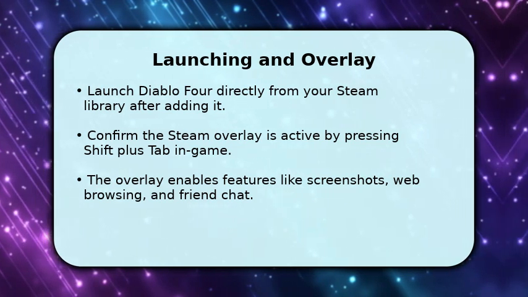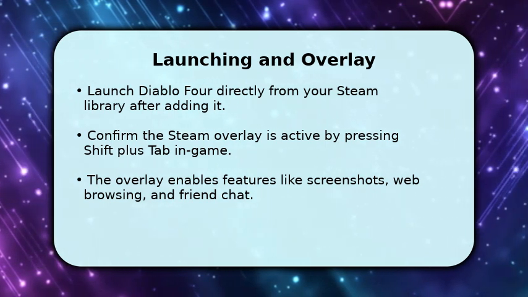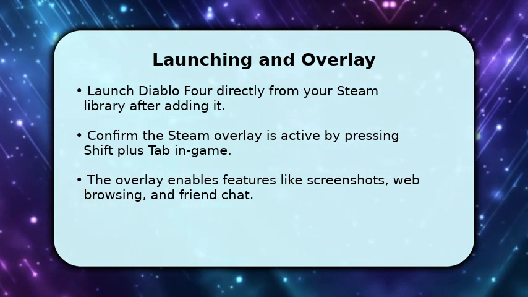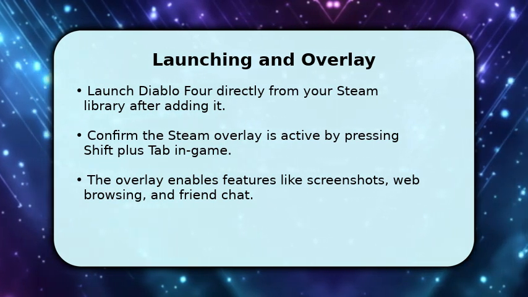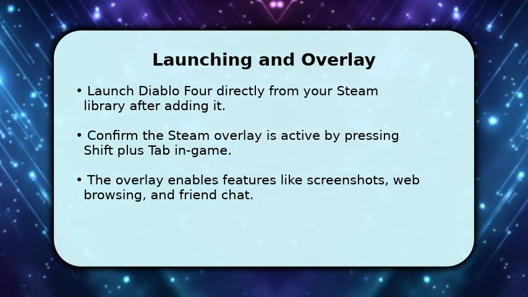After the game starts, press Shift plus Tab to confirm the Steam overlay is active. This overlay is crucial for accessing many Steam features, including taking screenshots, browsing the web, and chatting with your Steam friends directly within the game. Always make sure the Battle.net client is already running before launching.